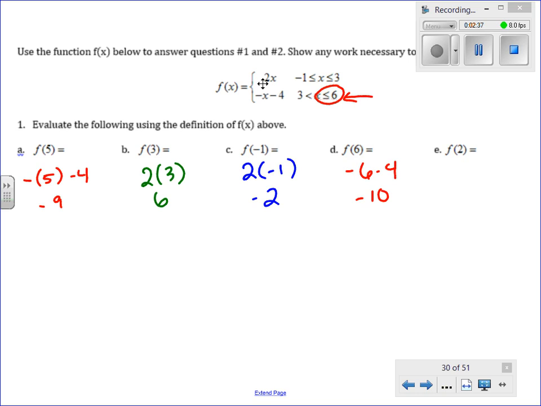All right, f of 2. Is 2 between -1 and 3, or 3 and 6? It's between -1 and 3, so we're going to use our first function here. Plug in 2 for x, and we get 4. So on those problems, whatever you're plugging in is going to be your x in each problem.